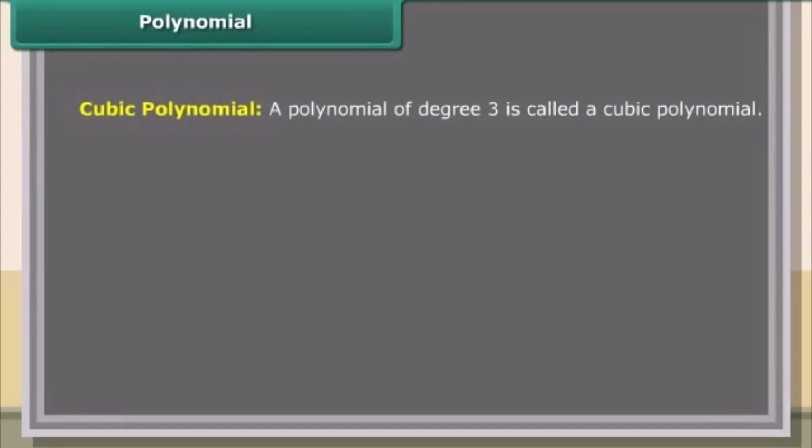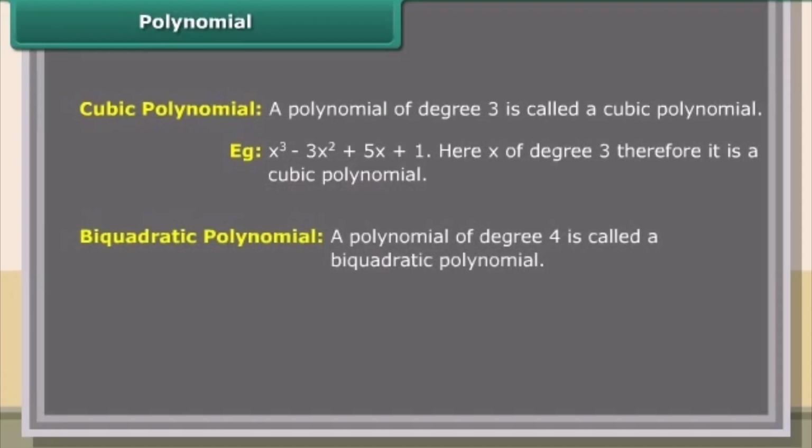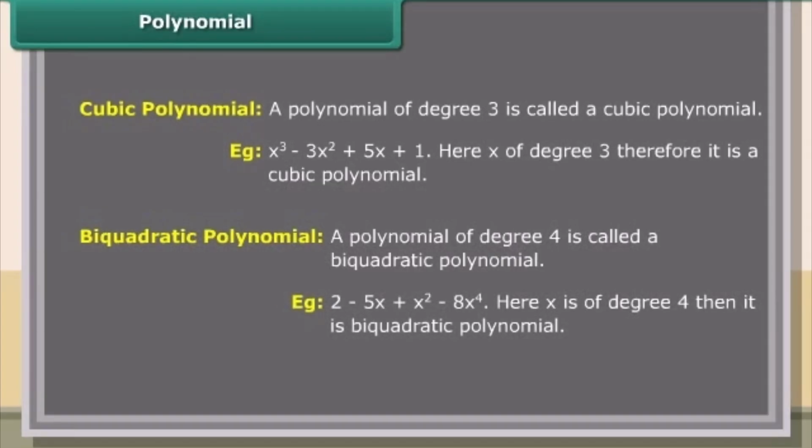Cubic polynomial. A polynomial of degree 3 is called a cubic polynomial. Example, x cubed minus 3x square plus 5x plus 1. Here x is of degree 3, therefore it is a cubic polynomial. Biquadratic polynomial. A polynomial of degree 4 is called a biquadratic polynomial. Example, 2 minus 5x plus x square minus 8x raised to the power 4. Here x is of degree 4, therefore it is a biquadratic polynomial.